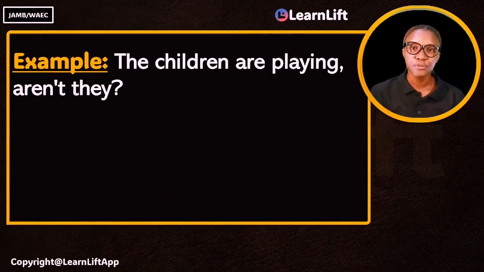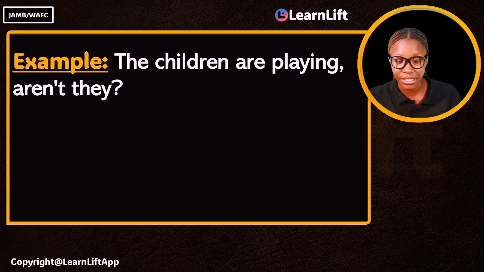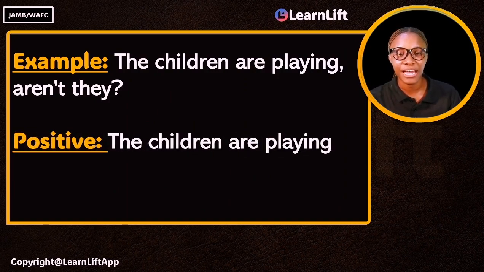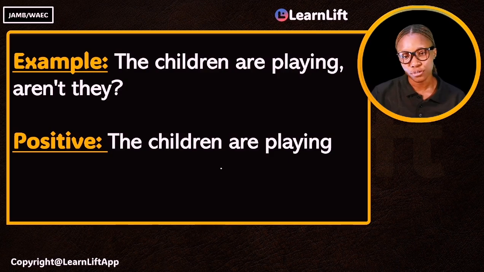Good. So example, we have: the children are playing, aren't they? Now, what is the statement here? The statement is the children are playing. It is a positive statement. Why is it a positive statement? It's because it doesn't contain the use of not. What do we have here? We just have are. There's no not or n apostrophe t.